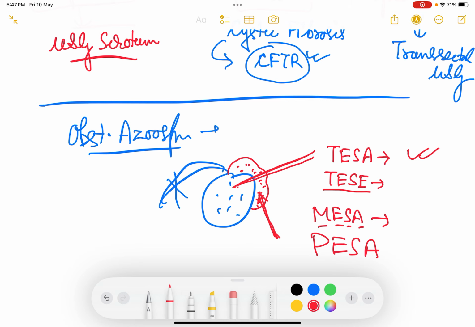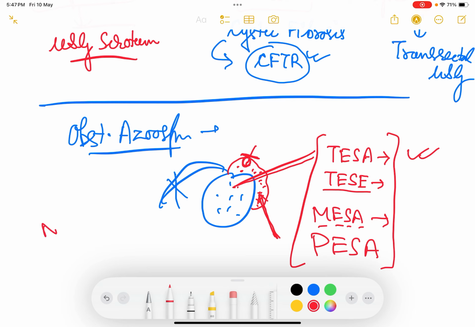Meaning in the scrotal skin here, you give a small incision, then go inside and then aspirate from the epididymis, so it is percutaneous. So from the cutaneous area you go and then epididymal sperm aspiration. So all these techniques can be done if the patient is having obstructive azoospermia.